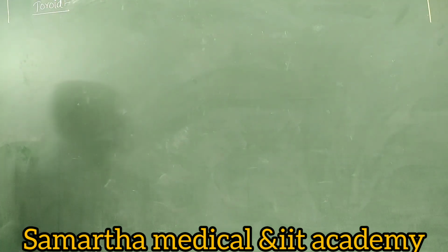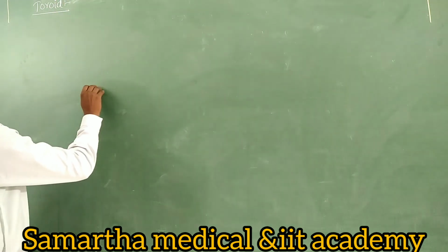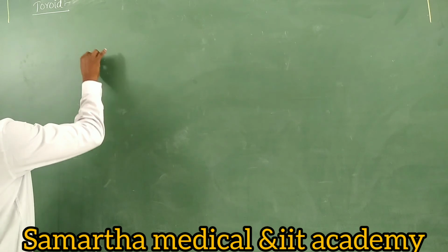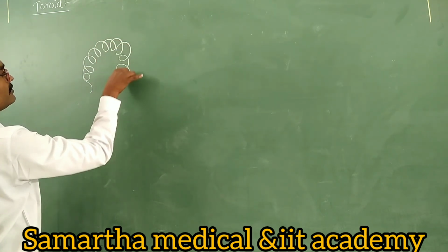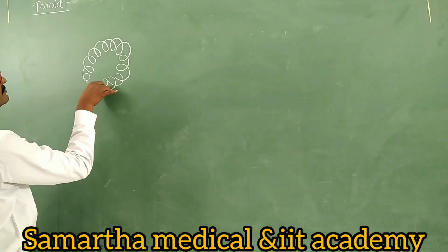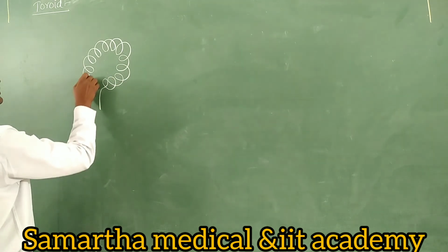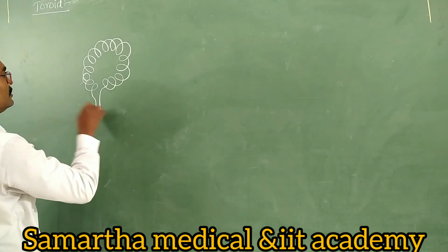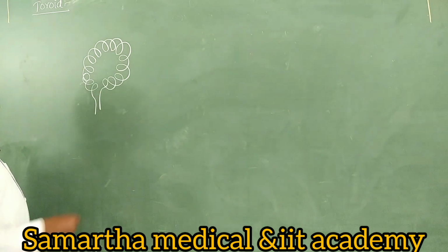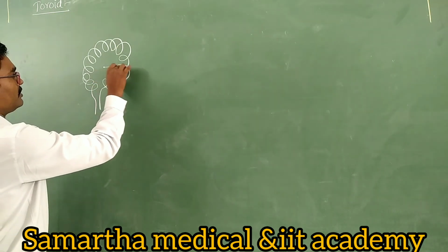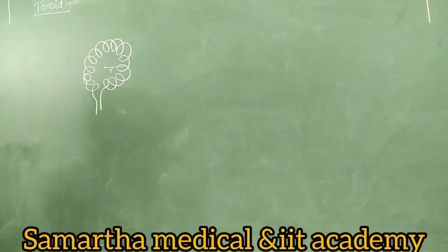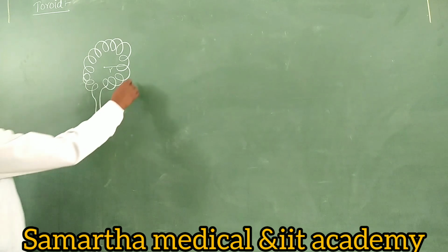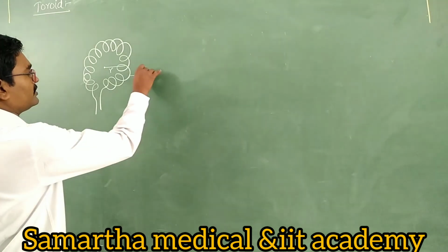What is a toroid? You know that a solenoid, when it is bent in the form of a circular ring, is called a toroid. So, in the form of a circular ring, let us consider the radius of this as r. Okay. So, this contains N number of turns.